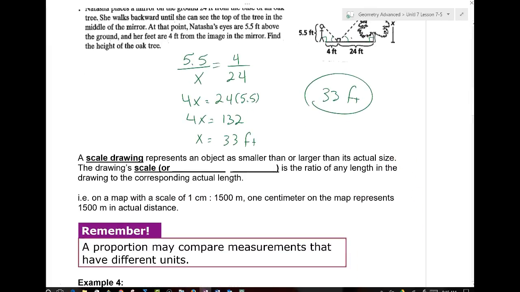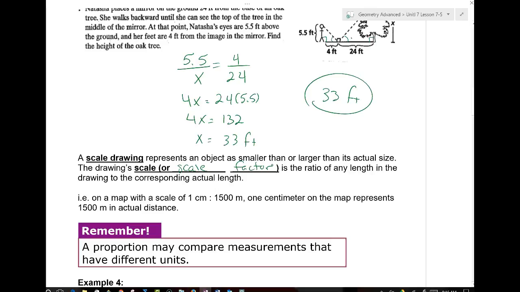All right, scale drawings. I'm just telling you right now, I'm not making you draw anything to scale. I thought about doing that, and then I'm like, you know what? They've done this before. We're just going to talk about how you set up the proportion to do it. Sound fair? So remember, a scale drawing is just an object represented smaller or larger than its actual size. So when you're doing it for drawings, we call it the scale, or we call it the scale factor when you're working with it.